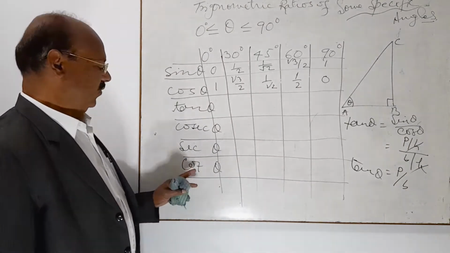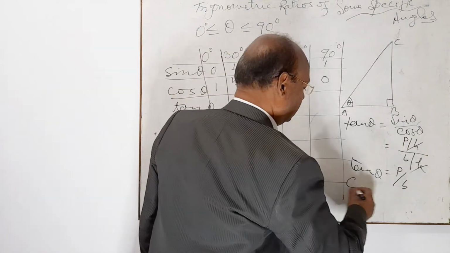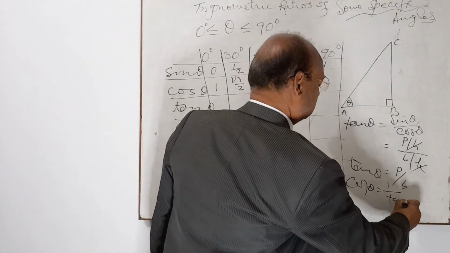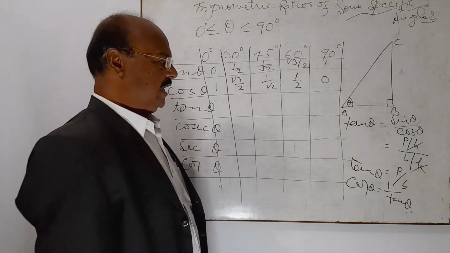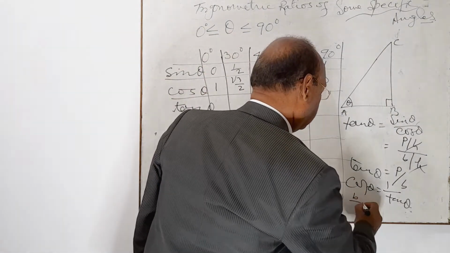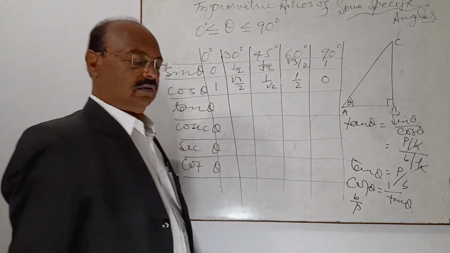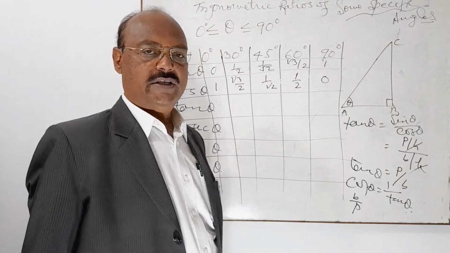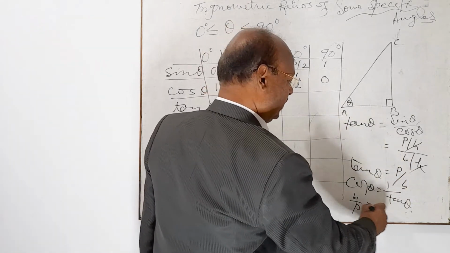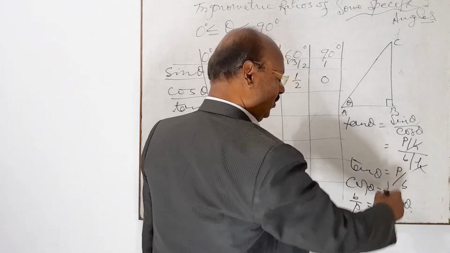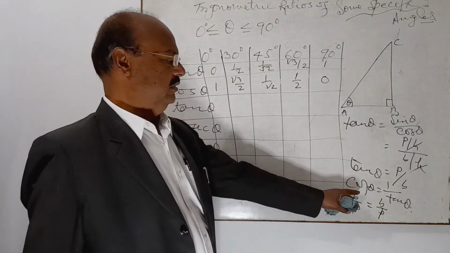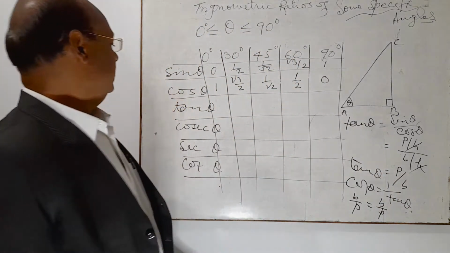Similarly, cot theta can be written as 1 upon tan theta, because as you know cot theta is B by P. These ratios we have already discussed in the previous video. And tan theta is P by B, so its reciprocal will be 1 upon P by B, that is B by P. So cot theta is 1 by tan theta.